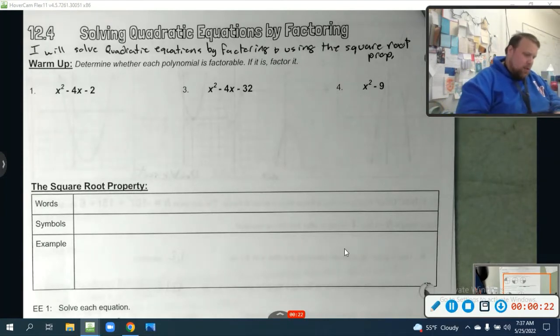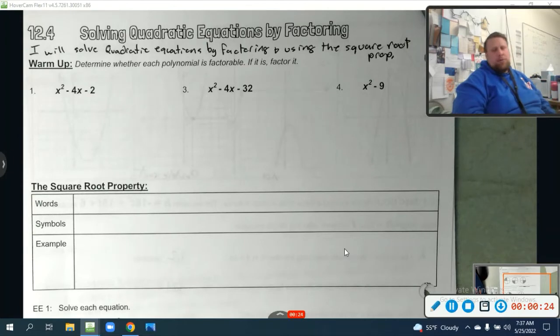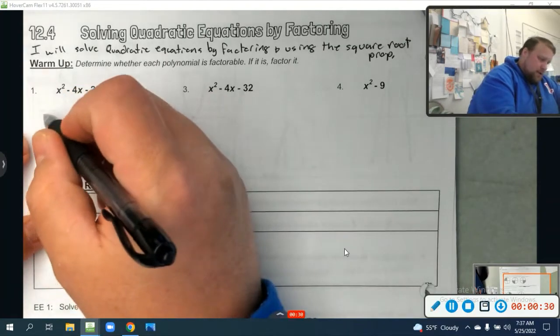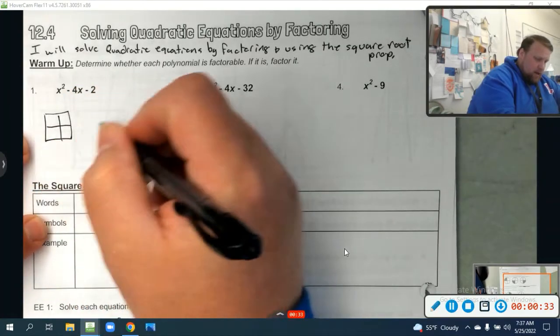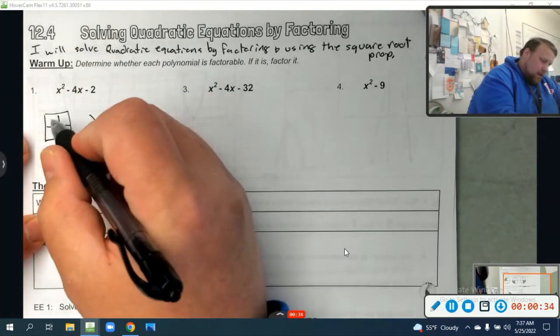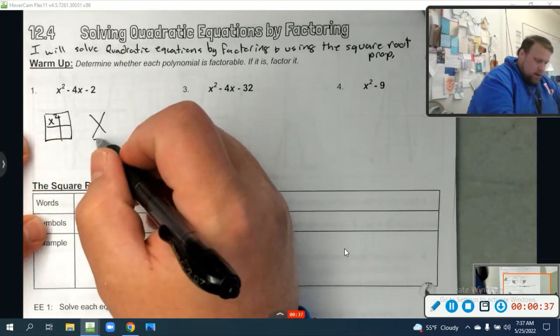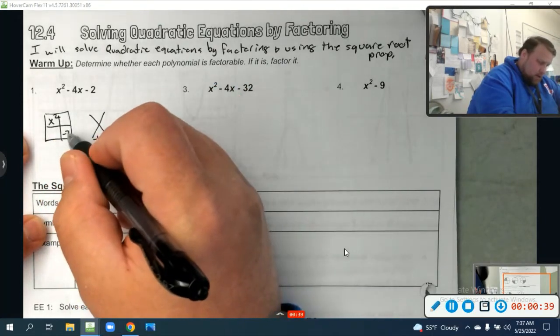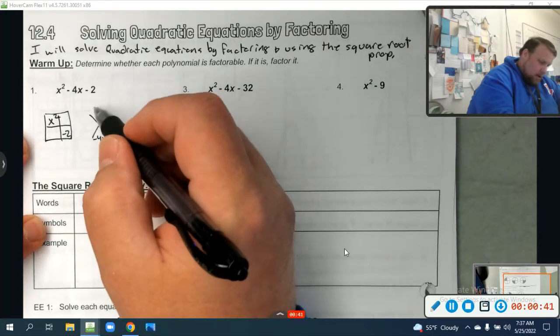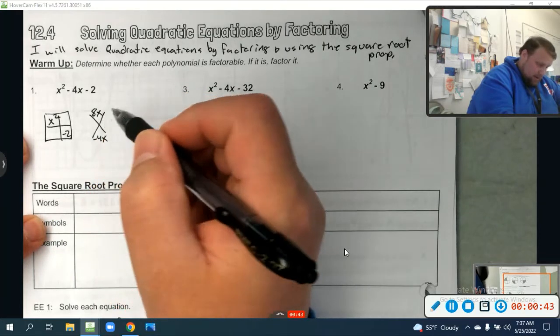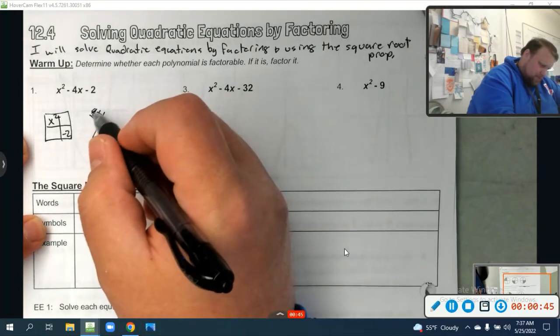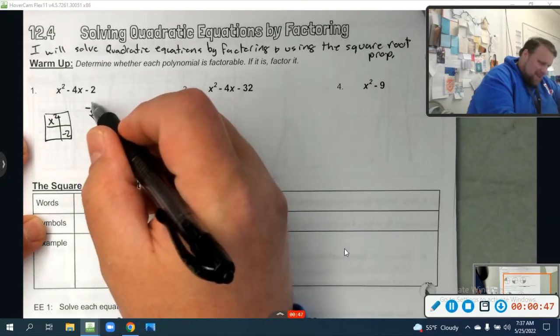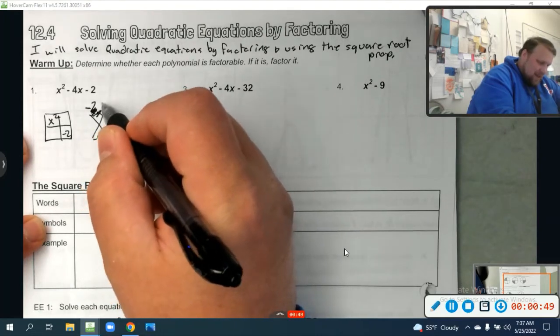Your warm-up is determine whether each polynomial is factorable. If it is, then factor it. All right, let's do this. I'm going to do generic rectangle and diamond. I'm going to have x squared minus 4x minus 2. Or excuse me, what am I doing? Minus 2 x squared.